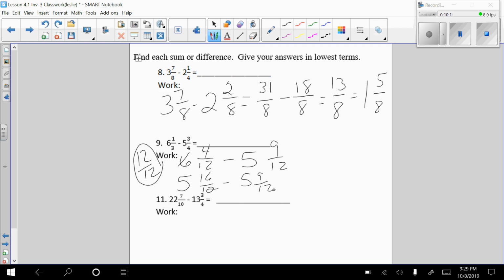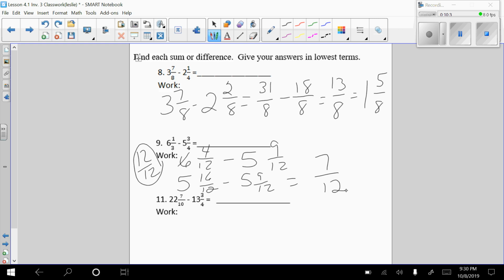Now I can go ahead and do my subtraction. Subtract your whole numbers. Well, 5 minus 5 is just 0. We don't have to worry about that. And 16 minus 9 is 7. So I get 7 over 12 as my answer.